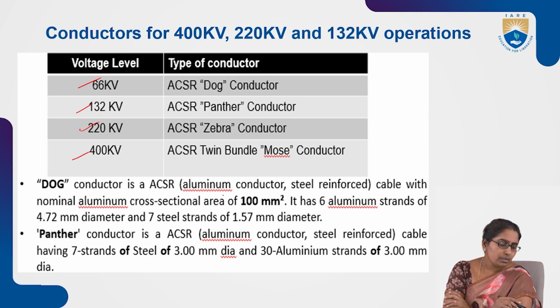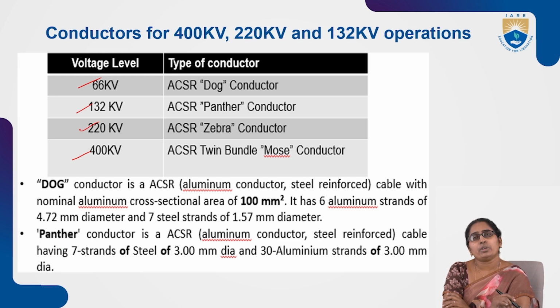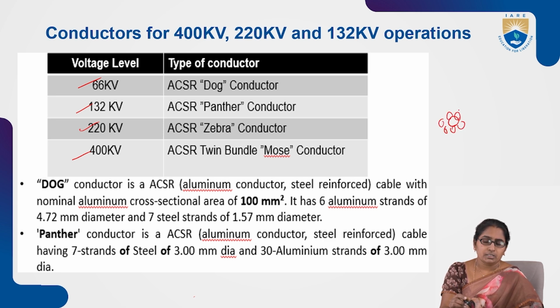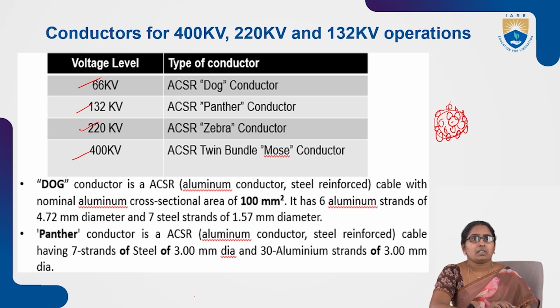Next, the Panther conductor is also an ACSR cable having 7 strands of steel of 3 mm diameter and 30 aluminum strands of 3 mm diameter. In general, aluminum strands are more in number. In an ACSR conductor, at the center we have the steel, and outside are aluminum strands, so the outer layer is aluminum. So Panther conductor has 7 steel strands and 30 aluminum strands.